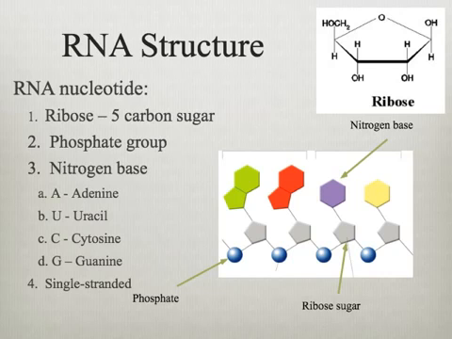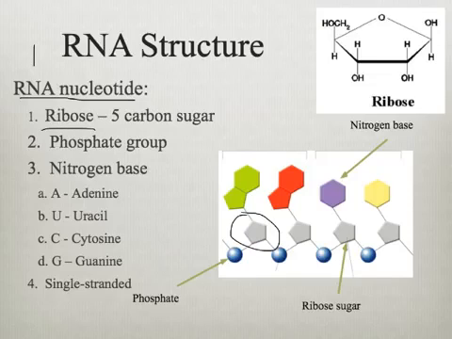RNA is also a polymer, so it's also made up of the monomers nucleotides, but the monomers in RNA look a little bit different. In RNA, that 5-carbon sugar is not deoxyribose, it's just ribose, which makes sense because RNA stands for ribonucleic acid, so it's the nucleic acid made with ribose. The monomers have a phosphate group, and they also have a nitrogenous or nitrogen-containing base.